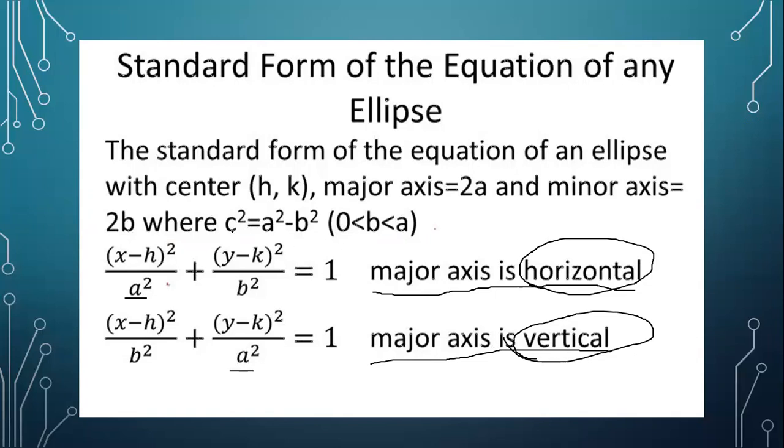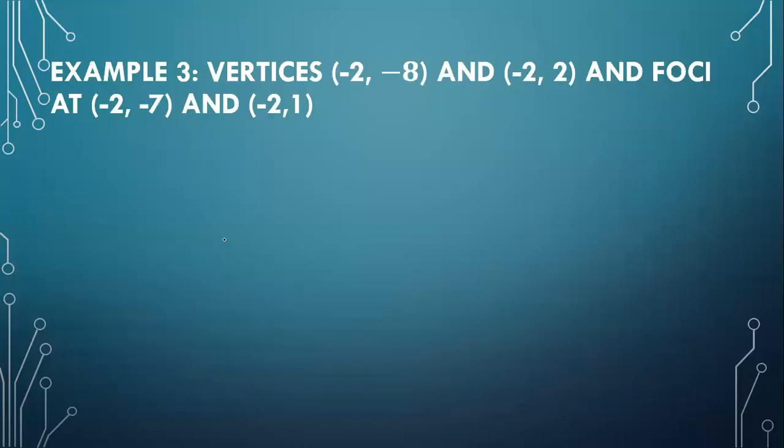Okay, and then to get the value of b, or our co-vertices, foci, or the vertex, we use this formula: c squared equals a squared minus b squared.